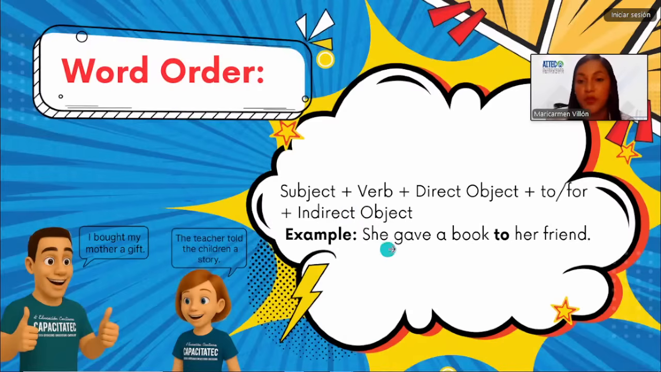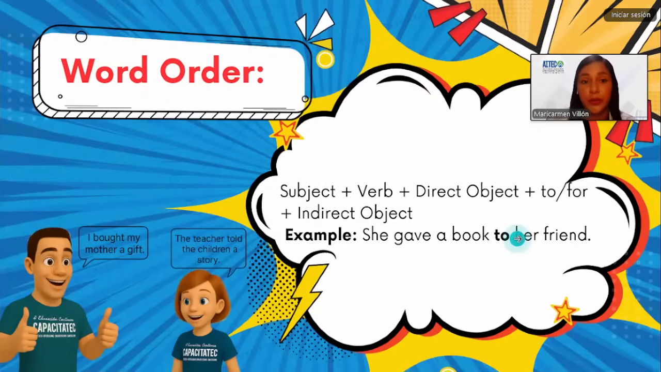Good. Example, she gave a book to her friend. Okay, otro ejemplo. She gave a book to her friend. She is the subject, gave is the verb, a book, that will be the direct object, to her friend, to, that's the use of to or for, que podemos también utilizarlos y agregarlos ahí antes de that indirect object. Okay, we have two more examples here. I bought my mother a gift, or we can also use, say, the teacher told the children a story. Good. So that's the word order, basically.